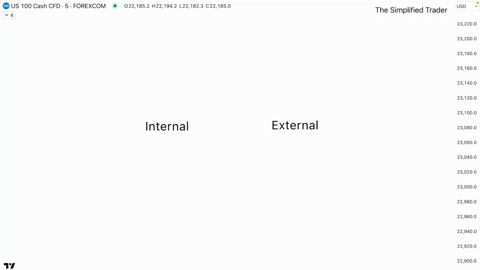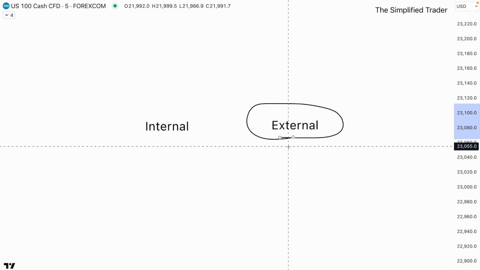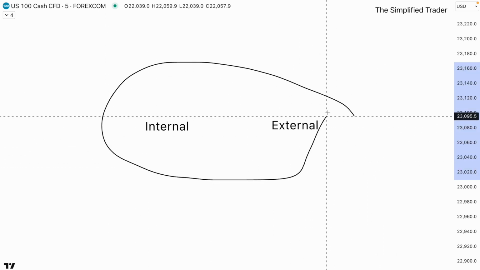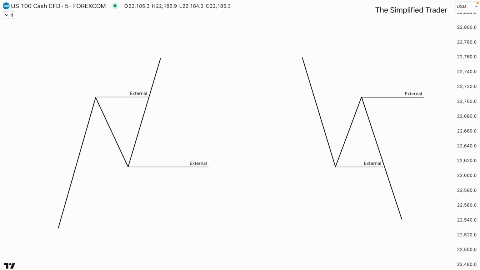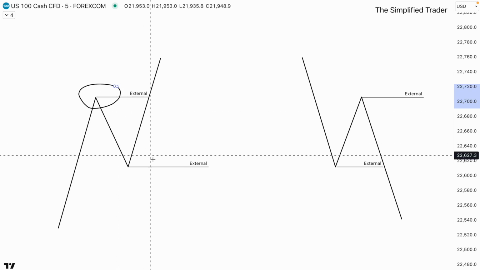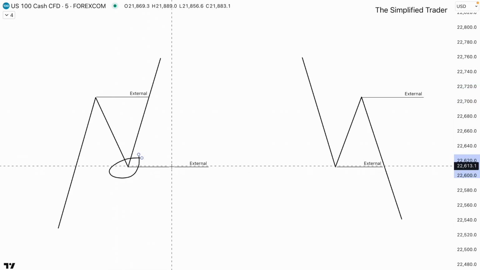Hi everyone. In today's video, I'm going to be talking about the relationship between internal liquidity and external liquidity and how we can use these two concepts in order to frame high probability trades. So jumping straight in, external range liquidity is every single swing high and every single swing low.